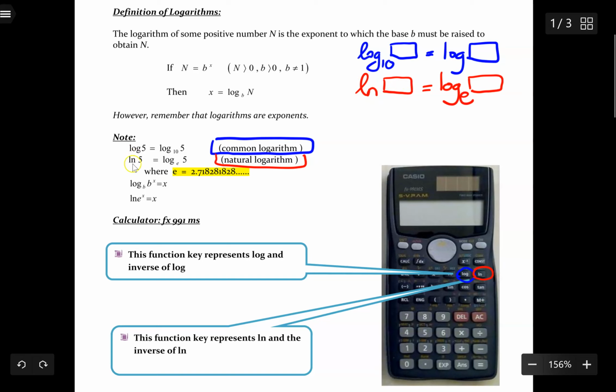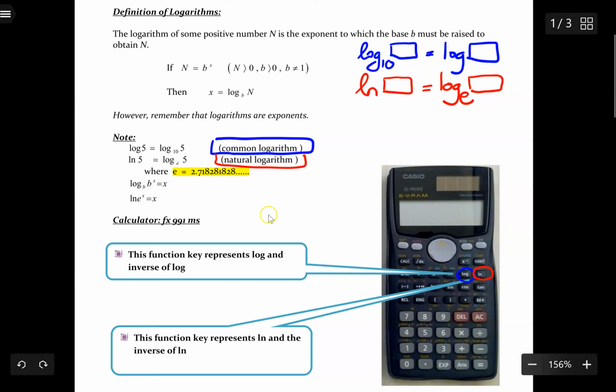So take a look at this note. I wrote here, ln of 5 means log of the base e of 5. We don't usually write log of the base e, but we write ln of 5. The same for this calculator here. It has ln and it has log. The difference between the two is that the common logarithm is the base 10, and the natural logarithm ln is the log of the base e. So keep that in mind, and we will work with quite a few examples involving these two keys on your calculator.